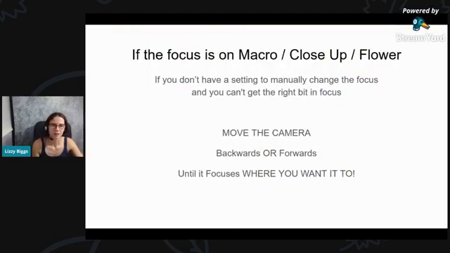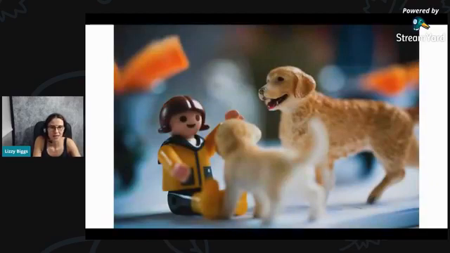So move the camera backwards or forwards until it focuses where you want. On this one, do you see they wanted the dog and the person in focus, but the dog in front of them they didn't want. So if it had focused on the dog in front, I would move the camera closer to the people, and then the people will be in focus.